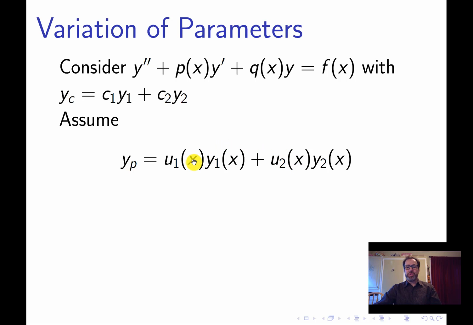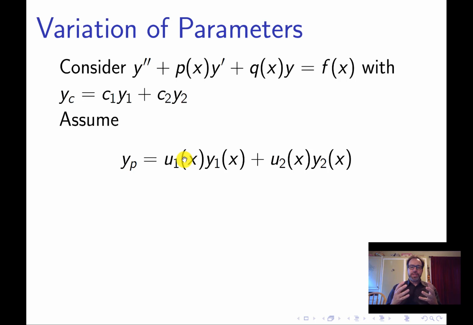I can write virtually any function in this form. If y1 and y2 were maybe sine of x and cosine of x, and I knew that y of p was equal to x squared, I could let u2 be 0, and I could let u1 be x squared divided by the sine of x, so that the sine of x's would cancel, and I would end up with x squared. So I can really write any function in this form.